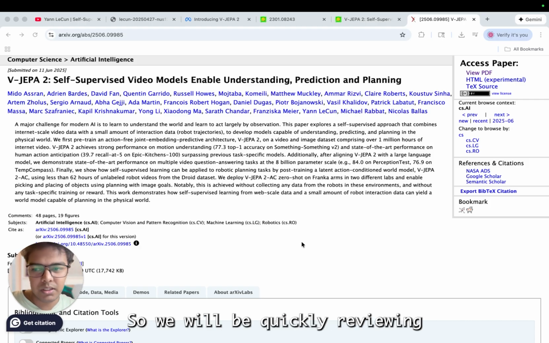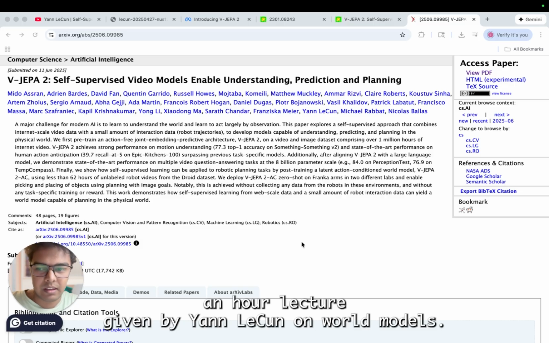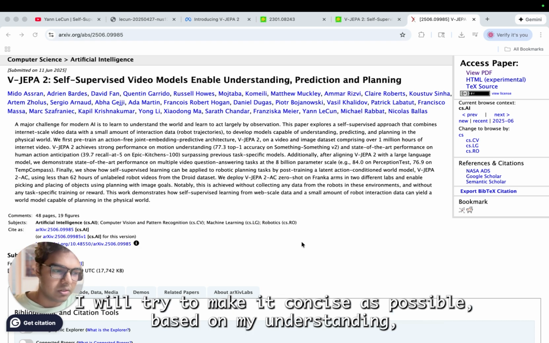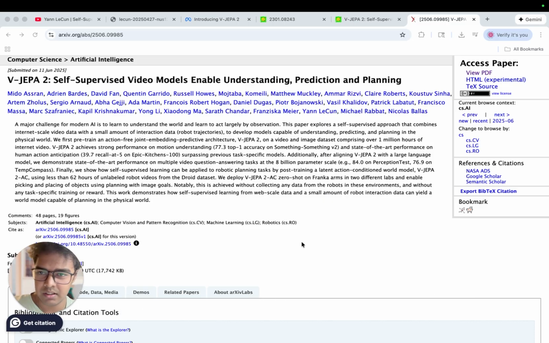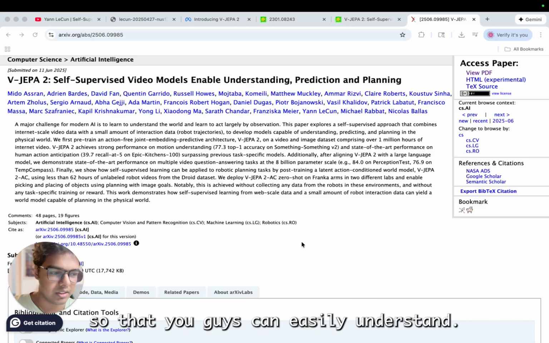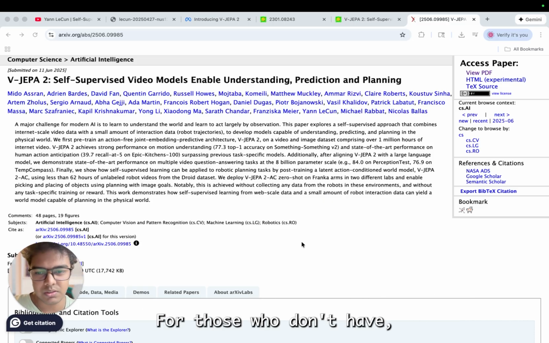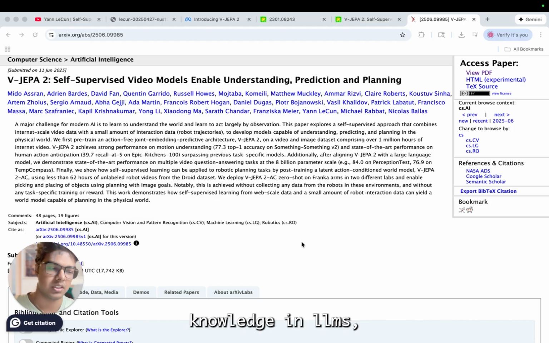So we will be quickly reviewing a 1 hour lecture given by Jan LeCun on world models. I will try to make it as concise as possible, based on my understanding, so that you can easily understand, for those who don't have much of a background or knowledge in LLMs.